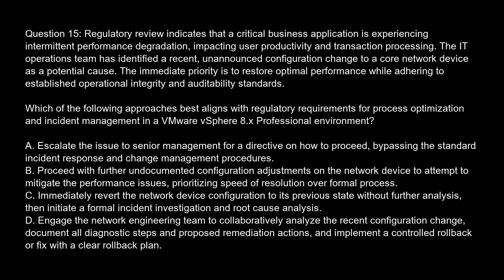Option A. Escalate the issue to senior management for a directive on how to proceed, bypassing the standard incident response and change management procedures. Option B. Proceed with further undocumented configuration adjustments on the network device to attempt to mitigate the performance issues, prioritizing speed of resolution over formal process. Option C. Immediately revert the network device configuration to its previous state without further analysis, then initiate a formal incident investigation and root cause analysis. Option D. Engage the network engineering team to collaboratively analyze the recent configuration change, document all diagnostic steps and proposed remediation actions, and implement a controlled rollback or fix with a clear rollback plan.